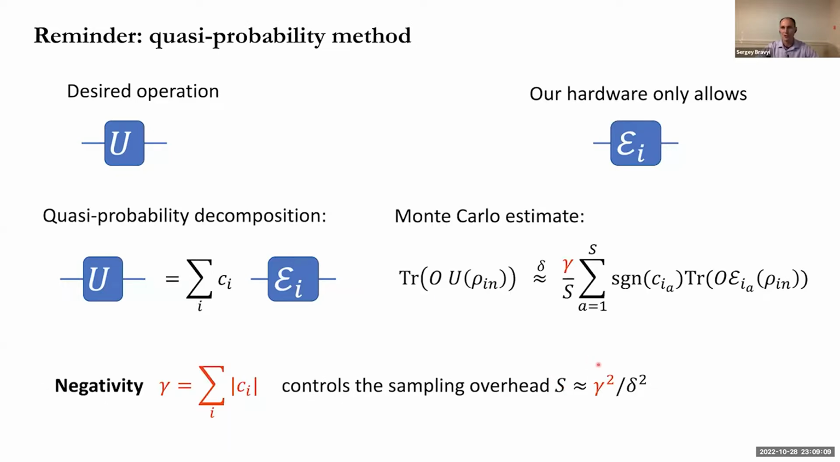And the number of terms that we have to sample is controlled by this parameter gamma, which we call the negativity. And you can think of this as normalization of our quasi-probability distribution. So if we want to approximate the desired expected value with some error delta, the number of samples scales like negativity squared divided by delta squared. So this method is only practical if the negativity is small.